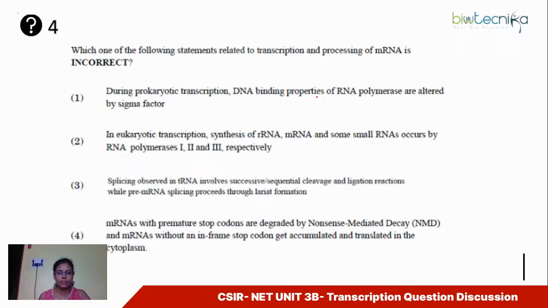Okay, so the correct answer is option 4. This statement is incorrect. First and foremost, let me go one by one. Yes, very good. Most of you have given me the correct answer. Very good. So how did you get it? Do you know about nonsense mediated decay, or did you just go by the elimination process? Comment on that also. Let's see.